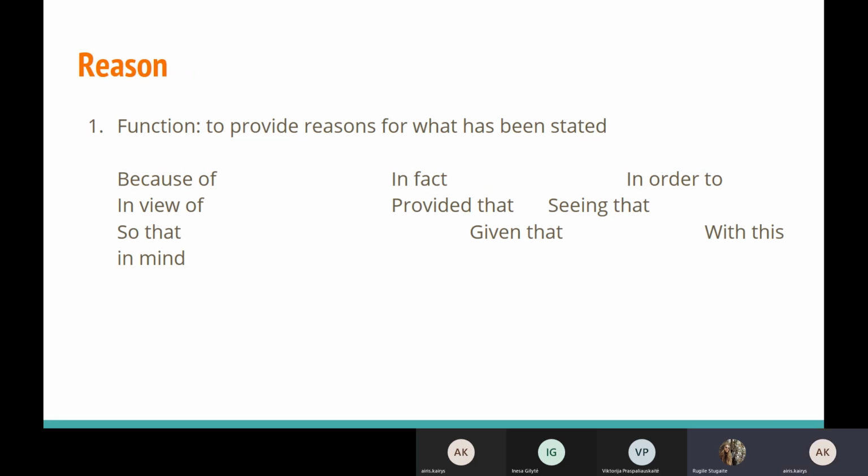And now we can move on to the reason. So linking words function in a way that they provide reasons for what has been stated. So the linking words would be such as because of, in view of, so that, provided that, in fact, given that, with this in mind. So these words are used to provide a reason, once again.